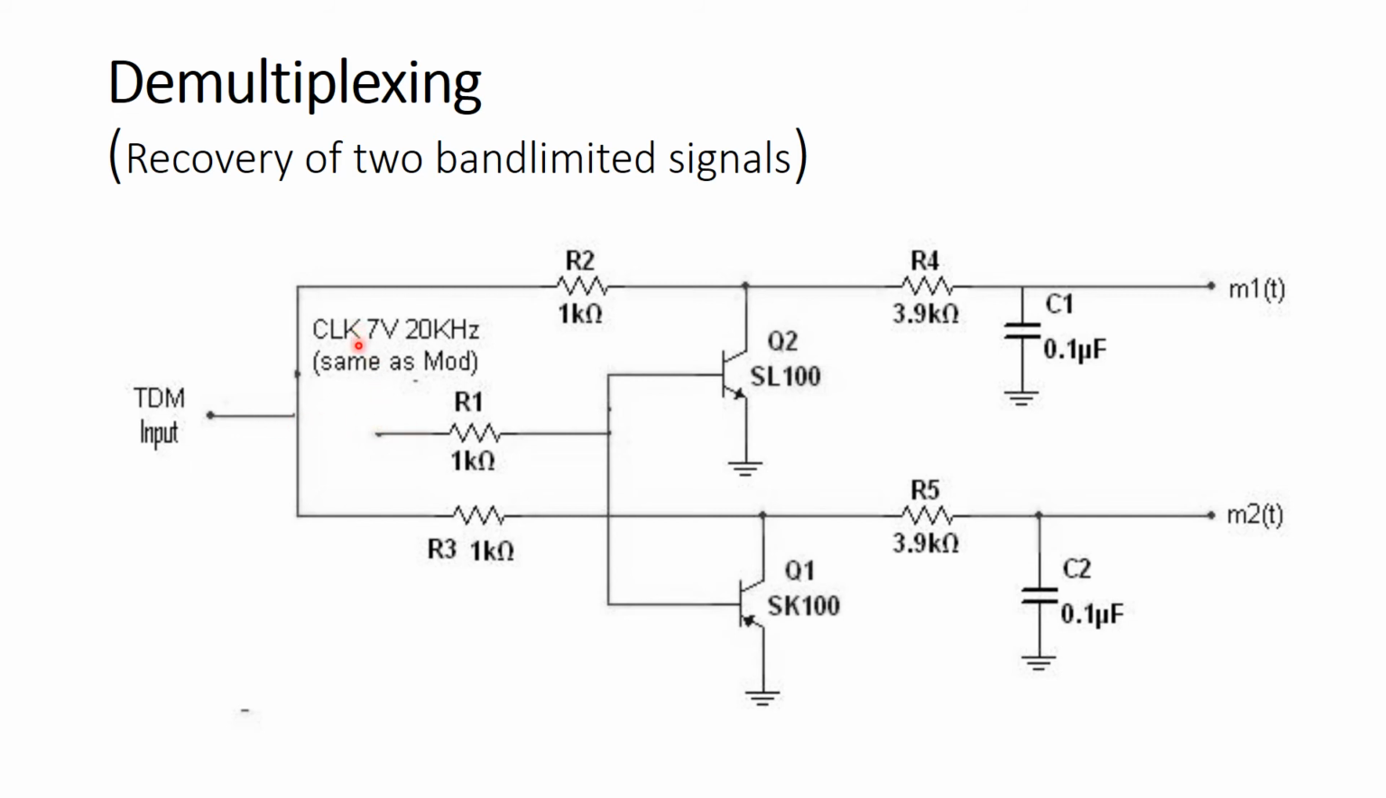Here there is one more input to the demultiplexing circuit, that is the same clock signal, a 7 volt 20 kilohertz square wave. We can see the analysis.